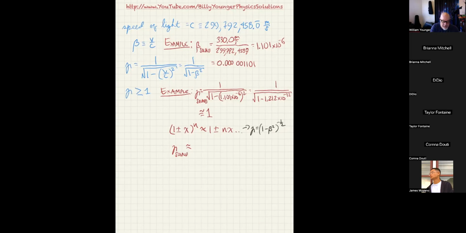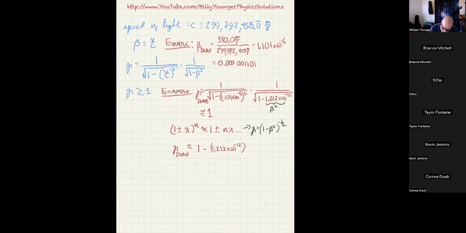So now using that expansion, which is just a Maclaurin series expansion, this is going to be 1 plus or minus. In this case, we see ours in the black writing is minus, so I'm going to do minus. And then I'm going to take x, which is beta squared, 1.212 times 10 to the negative 12. Notice that was already beta squared. And then I'm going to multiply that times the power, which is negative 1/2.